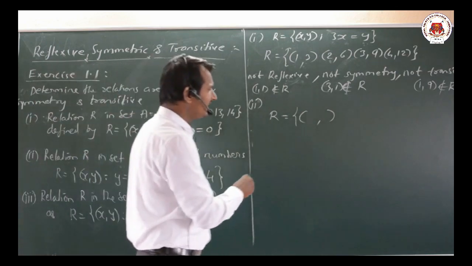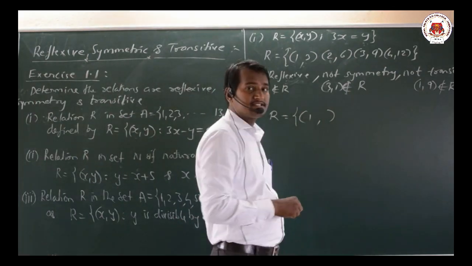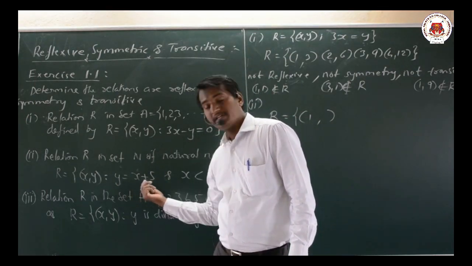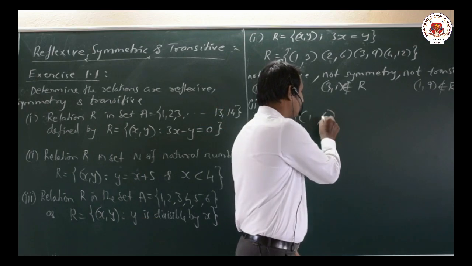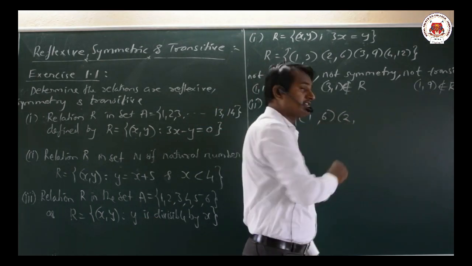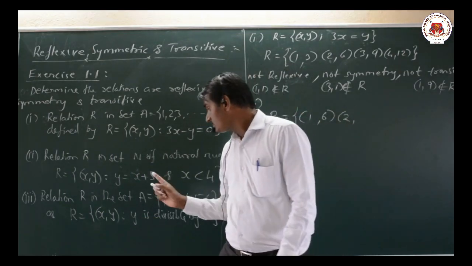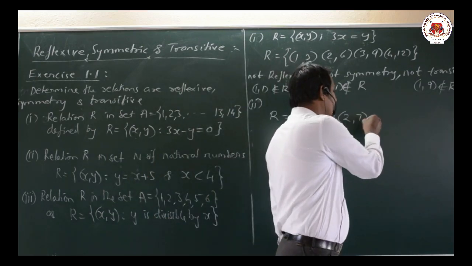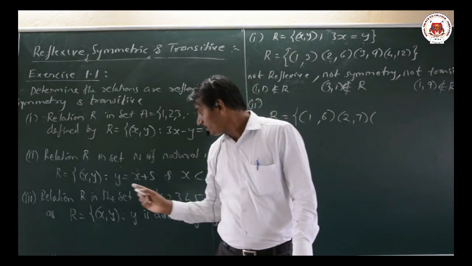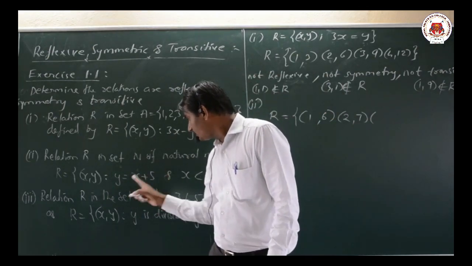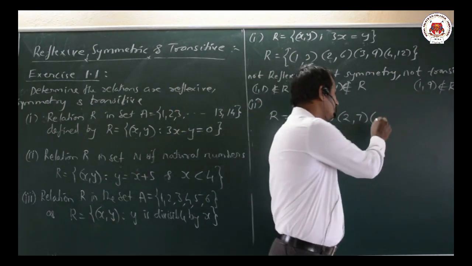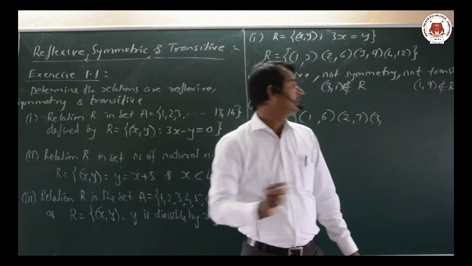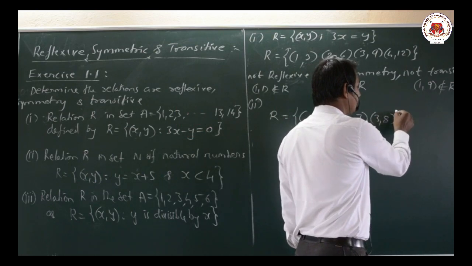If I take x as 1 here, what is the value for y? y equal to 1 plus 5, that is 6. Then if I take x as 2, what is the value for y? y equal to 2 plus 5, that is 7. Then if I take x equal to 3, what do we get for y? y equal to 3 plus 5, that is 8.